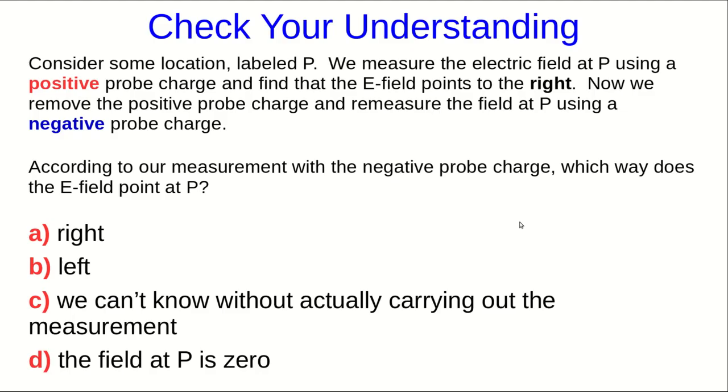Let's check your understanding, and I'll warn you, what I'm asking you here is something that most people find counterintuitive when they first encounter it. So, let's say we have some location that we've called P, and we measure the electric field at P using a positive probe charge, and we find that the E field points to the right. Now, we remove that positive probe charge, and we remeasure the field, but this time we use a negative probe charge to do it. So, measuring with this new negative probe charge, which way do we find that the E field points at P?